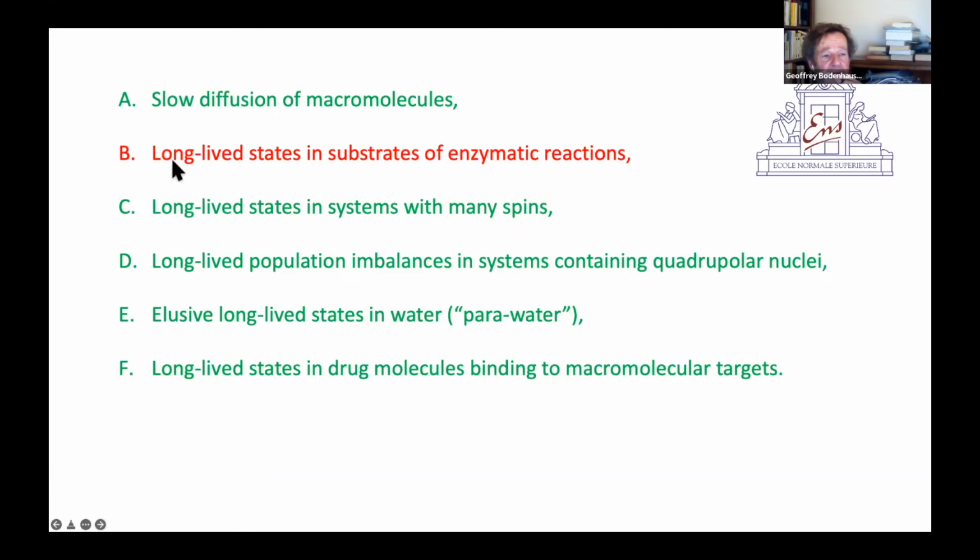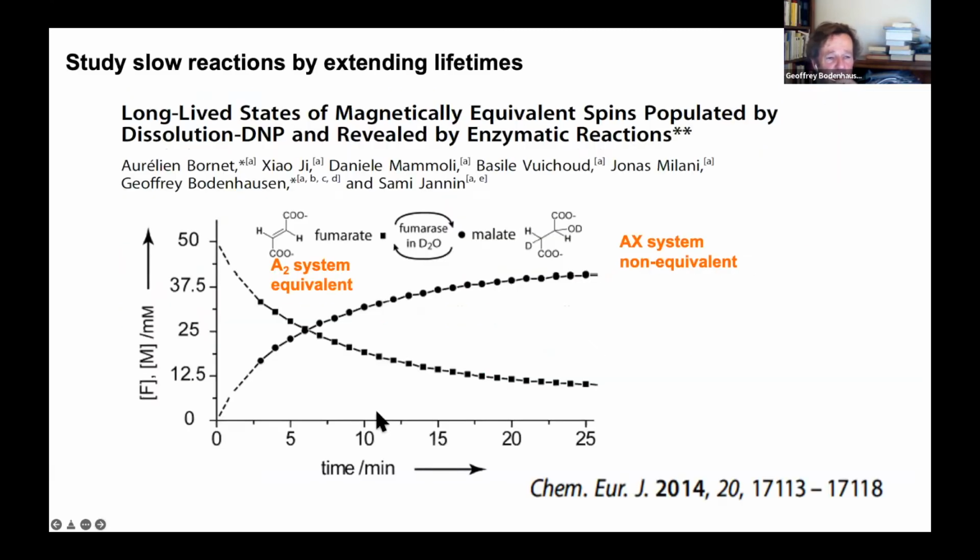Now, the next item that I picked from a long list is the idea of watching enzymatic reactions by creating a long-lived state in the substrate. I fear that there are not many examples, but this one is, I think, a textbook example, and it was developed by Aurélien Bornet, was the main subject of his thesis in Lausanne, of course, with the help of Zhao Ji, Daniel Mamone, Basil Vuichoud, Jonas, and Sami Jannin, who is now professor doing very nice work in Lyon.